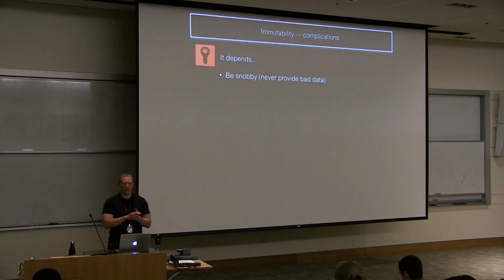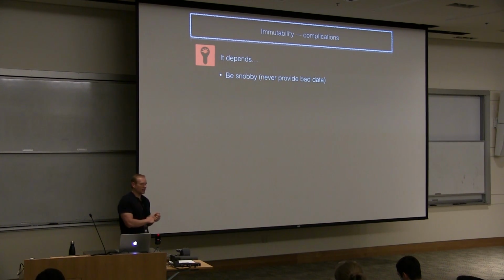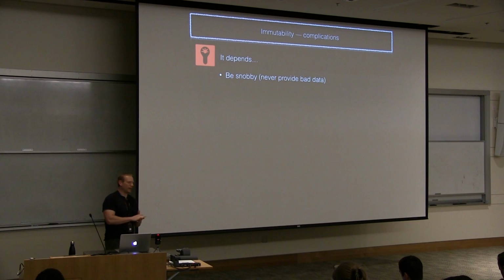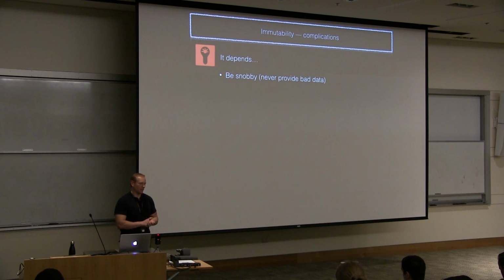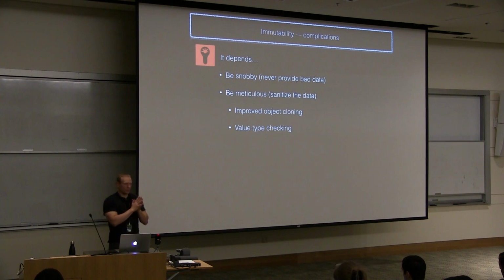Well, the first thing needs to be snobbery. You need to grow a sense of snobbery. That is, you must decide to say, no, I will not allow these things. I will stand up and tell my colleagues, let's try to make this immutable. Let's not shift the state of this if it's possible. Don't provide bad data, and be meticulous. There are ways to sanitize the data.